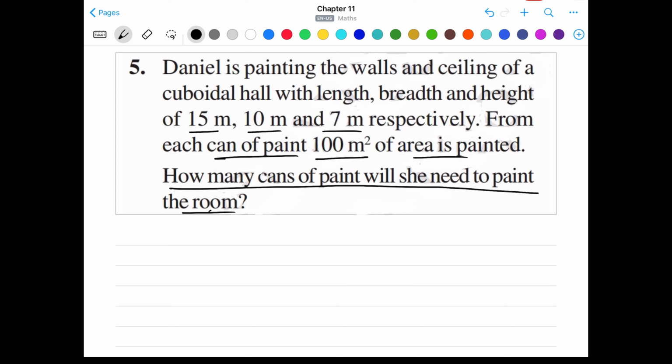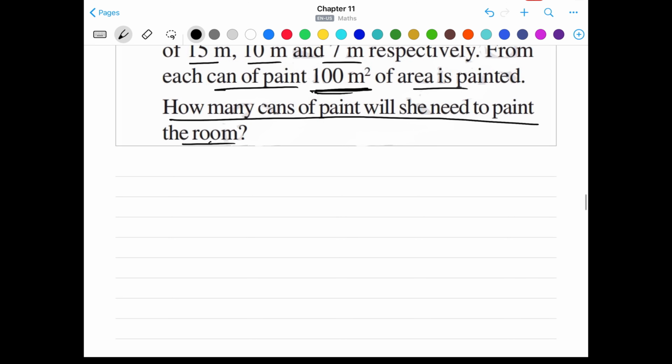So Daniel is painting the walls and the ceiling of a hall whose measurements are given, and she is using cans of paint. Out of one can, she can paint 100 meter square of the area. So we have to calculate how many cans of paint are required. First we are going to calculate the surface area of the hall, that is the 4 walls and the ceiling. Then we will divide that area by 100 meter square to find the number of cans of paint required to paint the hall. So let's start with answer number 5.